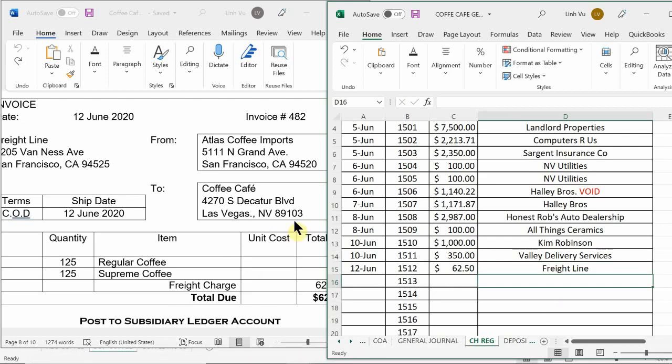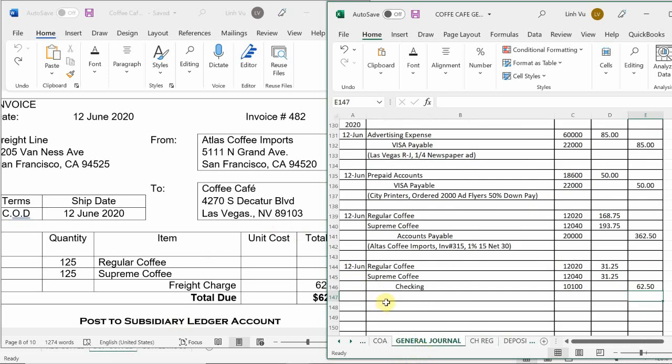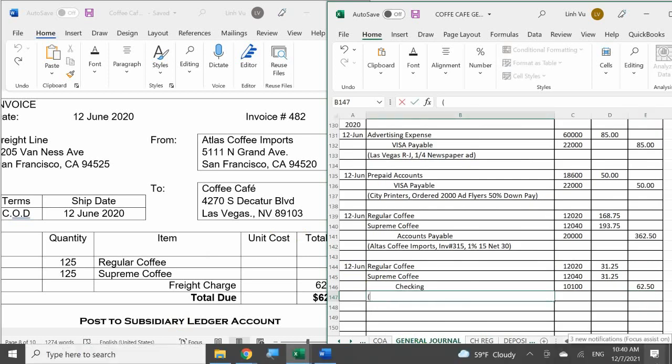So again, check number 1512. So I have here Freightline, COD, invoice number 4482. Okay. And of course, I use check number 1512 to pay. Okay.